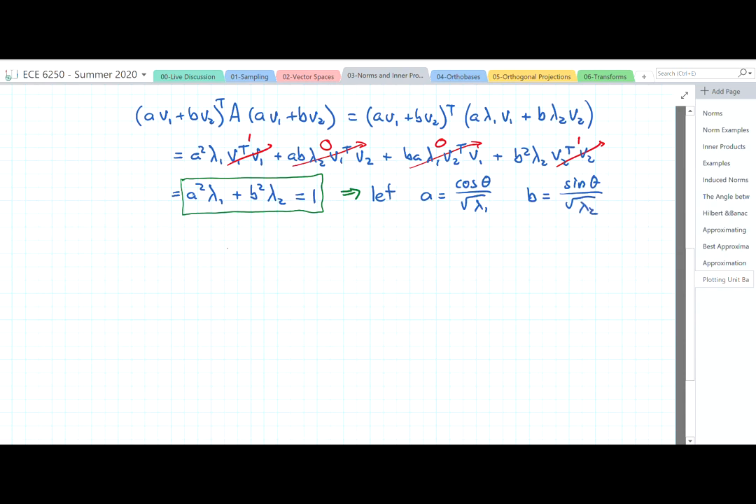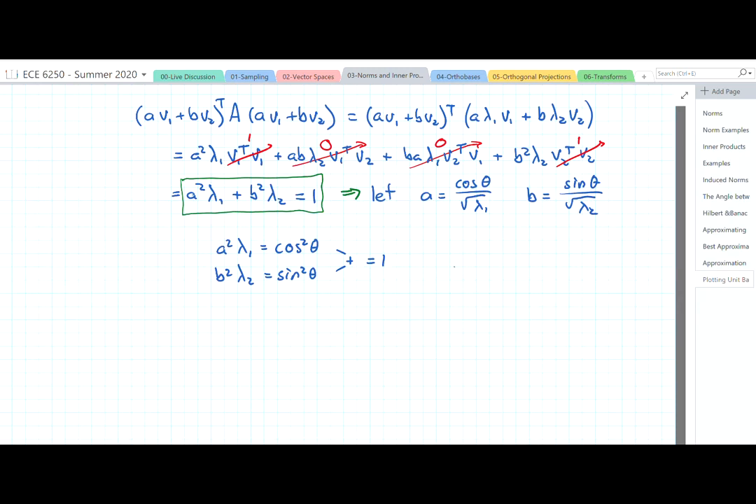Now we can just double check. So a squared lambda 1 is going to equal cosine squared theta, and b squared lambda 2 will now be sine squared theta, and when we sum both of those up, that's equal to 1. Okay, so we have now a parameterized expression for all values of x that give us a norm of 1.